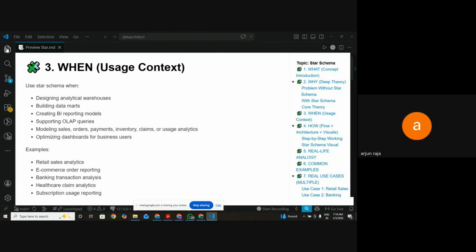Designing analytical warehouse, building data marts, creating BI reporting models, supporting OLAP queries, modeling sales, orders, payments, inventory claims, or usage analytics, optimizing dashboards for business users.